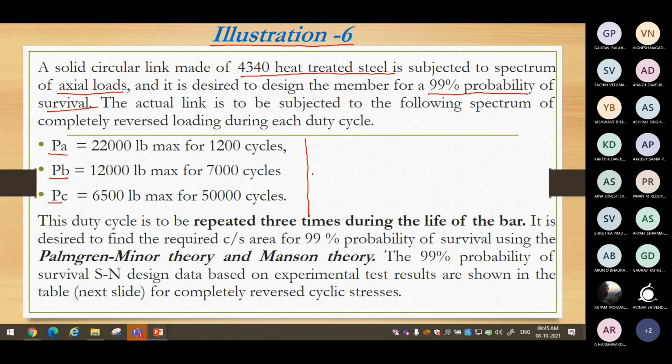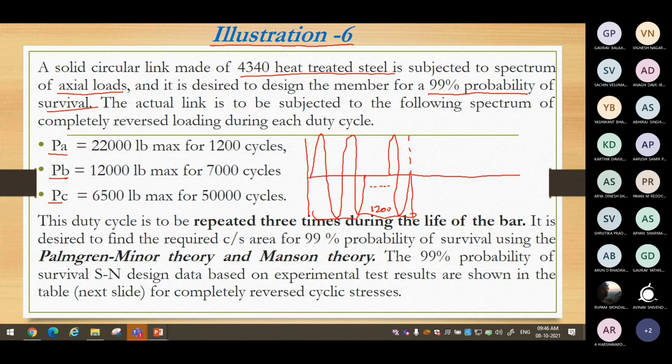So you have to apply the axial load. 22,000 pound cycle, highest one. This you have to apply for 1,200 cycles. And once you apply 1,200, then you have to apply the next one, that is 12,000 pounds. 12,000 pound cycles you have to apply for another remaining period.